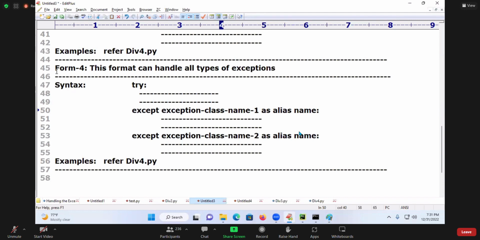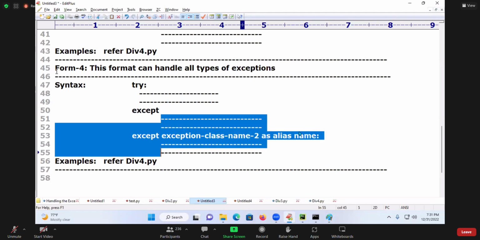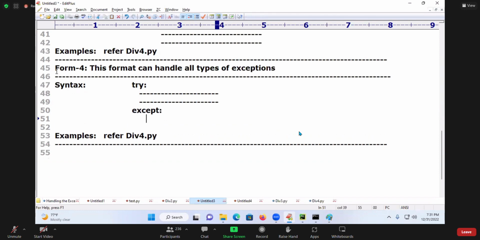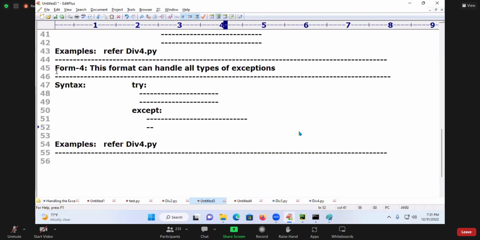In the small textbooks, like Balaguruswamy, Let Us Python, Let Us C++, 4.py, this format can handle all types of exceptions. All types of exceptions. See, I will show you. What they will write is like this. What are they writing? Except, they will write it. What did they not write there? The exception class name, they did not write.